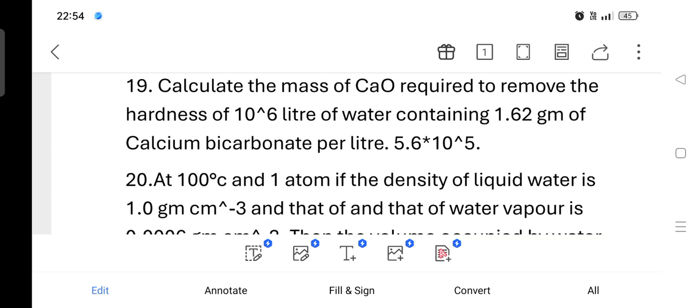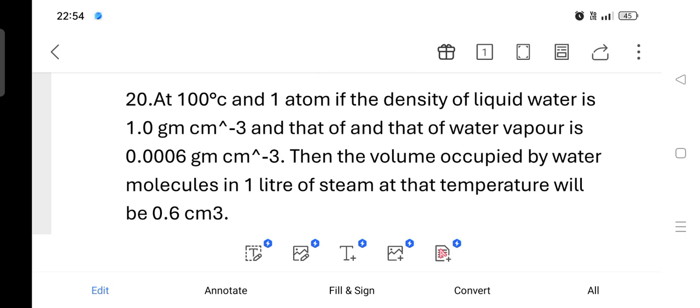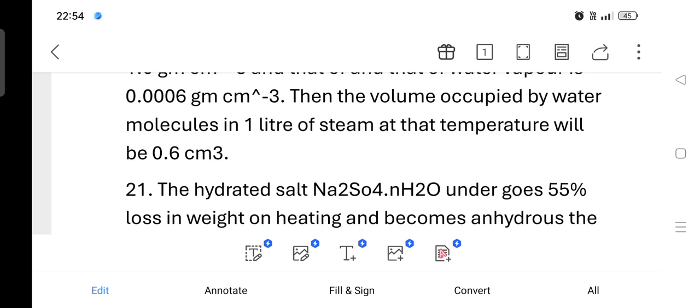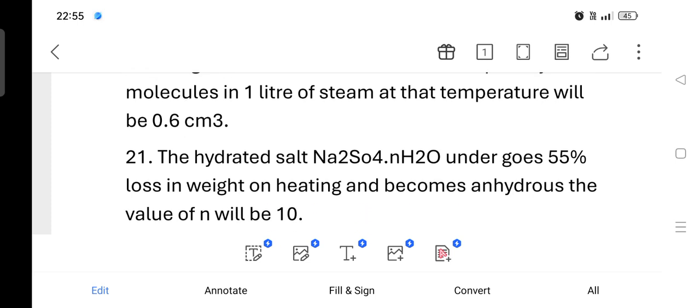At 100 degrees Celsius, the density of liquid water is 1.0 gram cm power minus 3 and that of water vapor is 0.0006 gram cm power minus 3. Then the volume occupied by water molecules in a liter of steam at that temperature will be 0.6 cm cube.